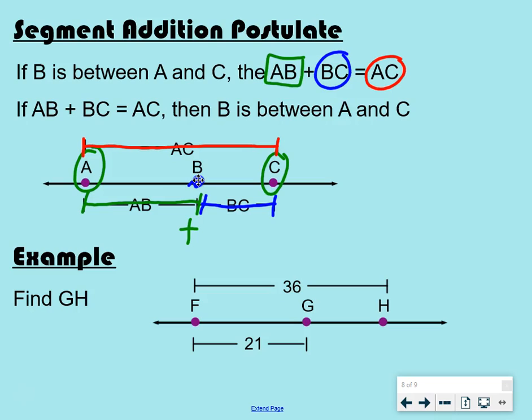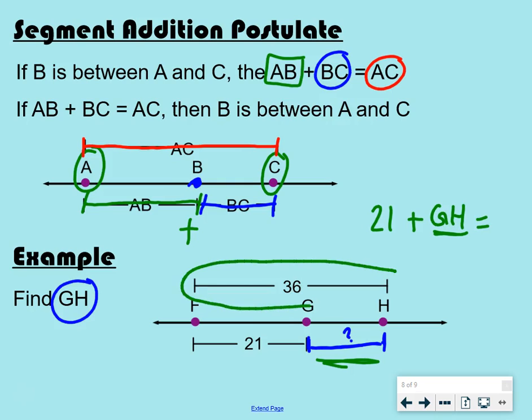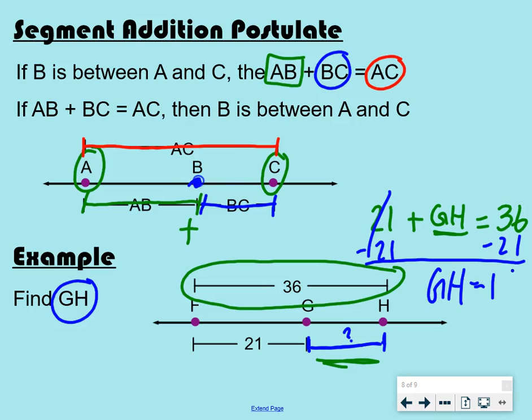So in our example down here, we want to find GH. That means we want to know what is the length of segment GH. We want to know what's the length of this segment right here. What is this measurement right here that I'm drawing in blue? So we know FG is 21 plus whatever GH is right here. So whatever GH is going to be equal to the total amount right here, 36. Use our solving equation skills, minus 21 on both sides. We get the length of GH is equal to 15.